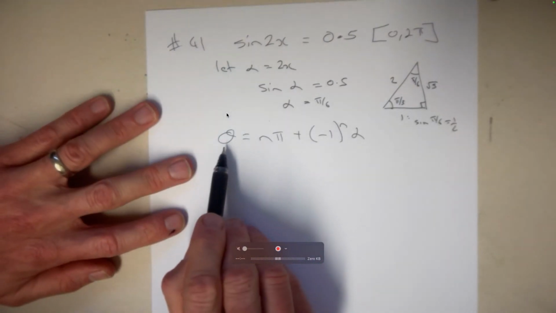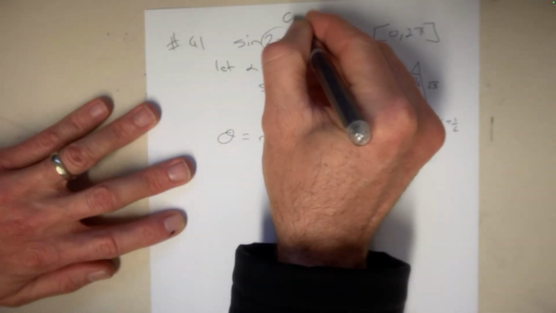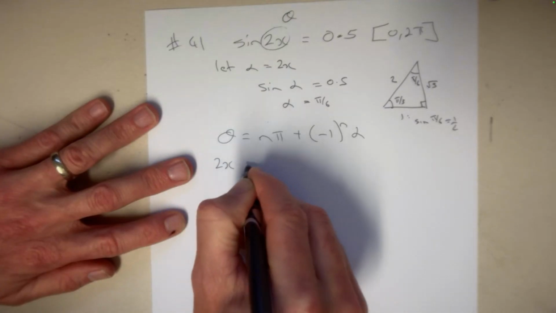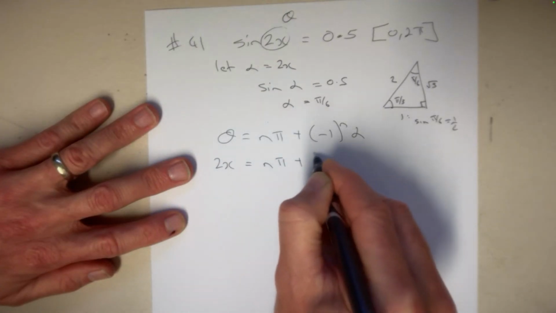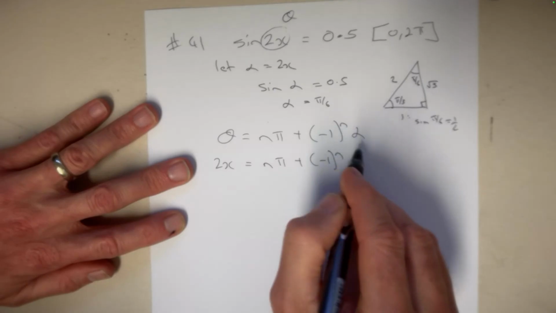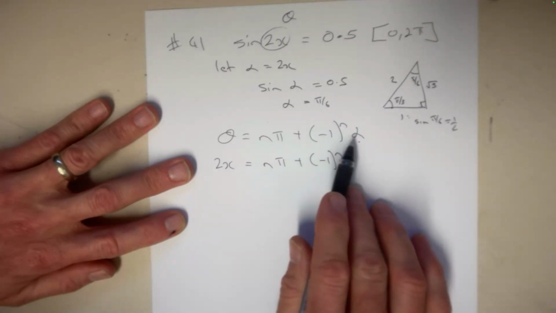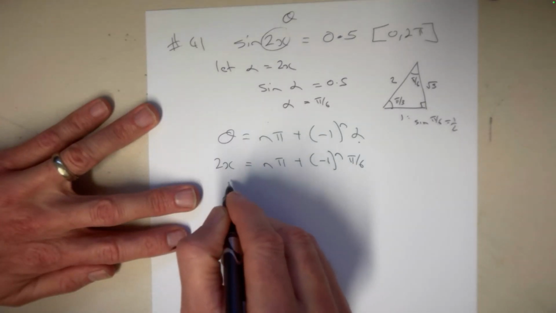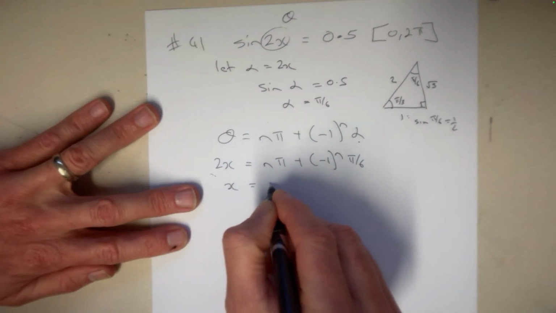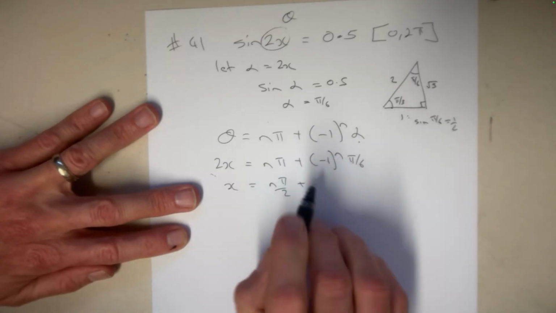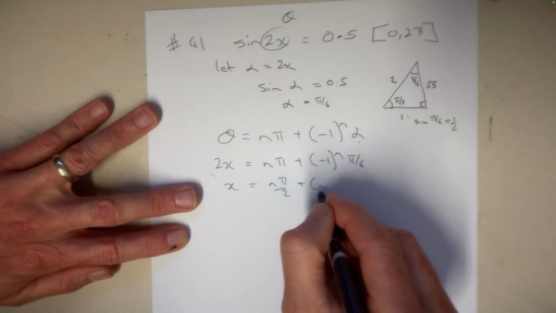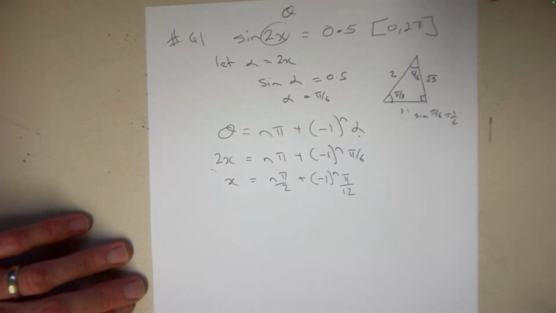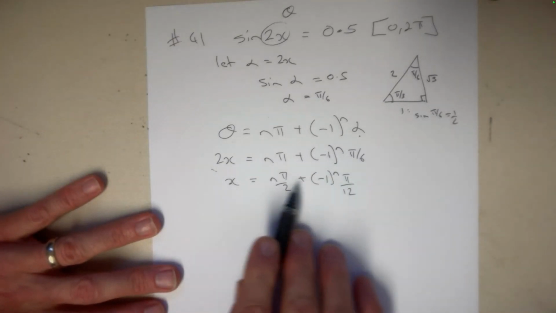So let's make sense of this. This bit here is your theta. That's your angle, so that bit goes here. That's 2x equals n pi plus minus 1 to the n. What's alpha? Alpha is this thing here, pi over 6. Okay, and now you solve it. Divide everything by 2. x equals n pi over 2, and divide that by 2, that would give you, in brackets, n pi over 12. Okay, and now that's your general solution.